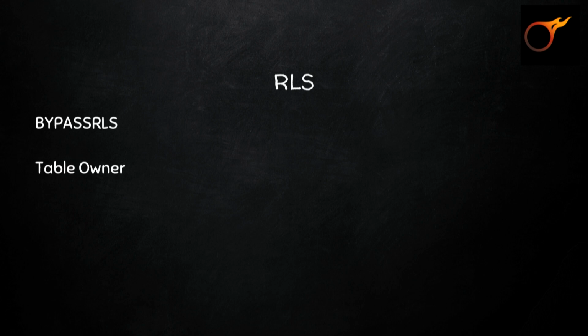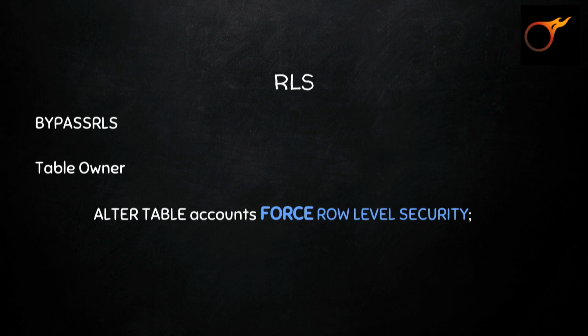Table owners by default are allowed to see all rows. They are not subject to any policies. If you do want them to be subject to policies, you can force that by using the force keyword when you're enabling row-level security. By default, row-level security is disabled on all tables. You have to enable it on a per-table basis. Why? Because number one, it's not a feature that's always needed. Number two, it has obvious performance penalties.